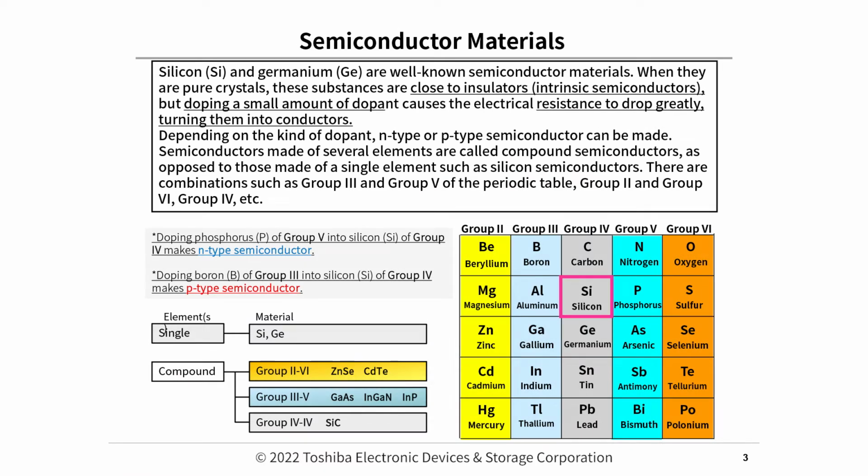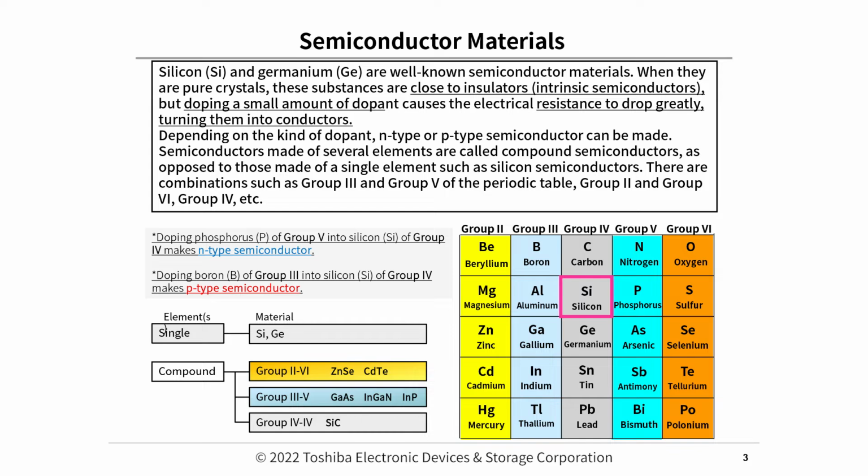Semiconductor materials. Silicon and germanium are well-known semiconductor materials. When they are pure crystals, these substances are close to insulators, intrinsic semiconductors, but doping a small amount of dopant causes the electrical resistance to drop greatly, turning them into conductors. Depending on the kind of dopant, N-type or P-type semiconductor can be made.